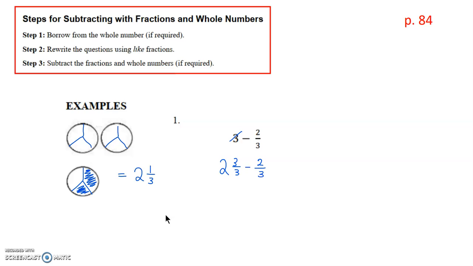Now we see that we have 2 3/3 minus 2/3. This is like 2 minus 0, so the answer, whole number, will be 2. And then 3 minus 2 is 1. So we come to the result without having to draw a picture, 2 1/3.